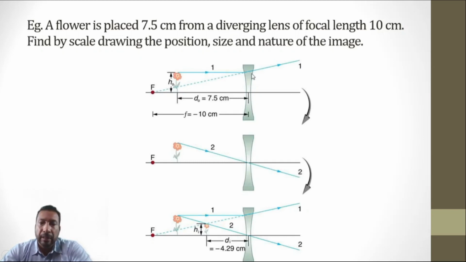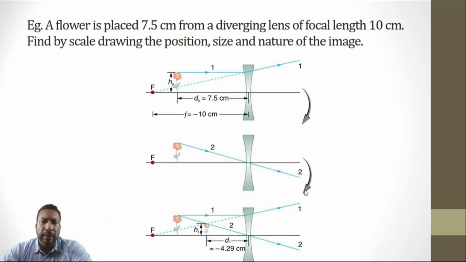Between F and the lens, we use a dotted line because this is a virtual ray. The ray does not actually come from here. Our second ray that we draw, easiest one to draw, as always, is the ray that goes through the optical center, just a straight line.